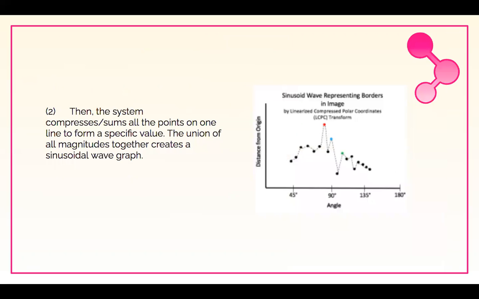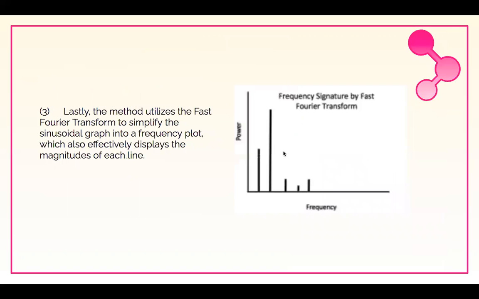Then, after collecting this data, we can move on to the actual compression part, where all points on one line are summed to lead to one value. When these sum values are plotted on a chart, the pattern will be a discrete sinusoid wave. This data is often difficult to visualize, so the last step in this process utilizes the fast Fourier transform to transform the sinusoid graph into a frequency plot, which portrays the magnitude at each frequency.